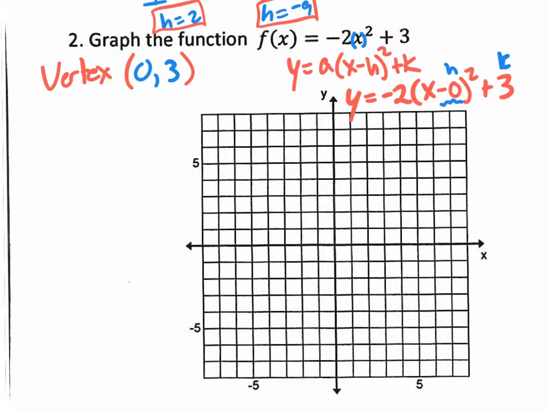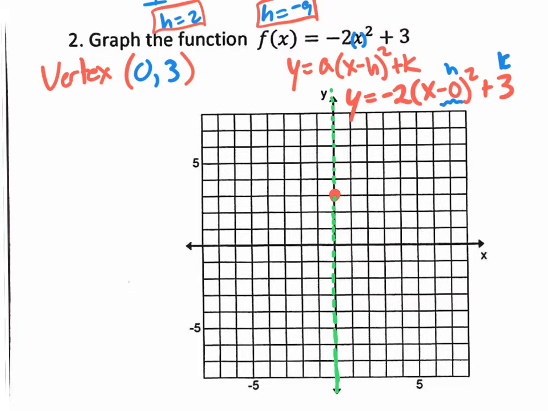So we have the coordinate 0, 3. That's our vertex. 0 on the x, 3 on the y. Everybody should put that point right there. Step 2 on graphing any parabola is to draw your axis of symmetry. In this case, it's not even necessary because it's right through the y-axis. It is the y-axis. And now we need more points.